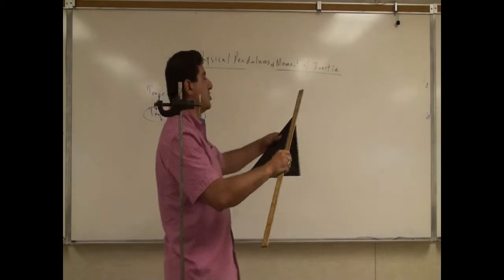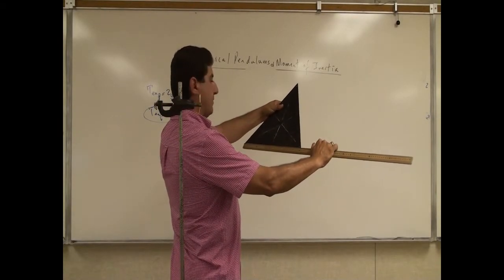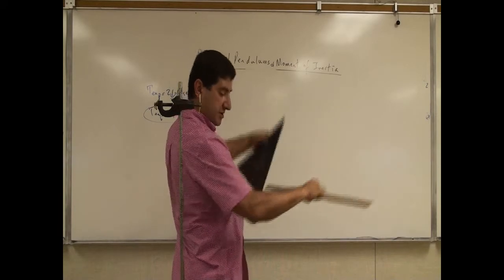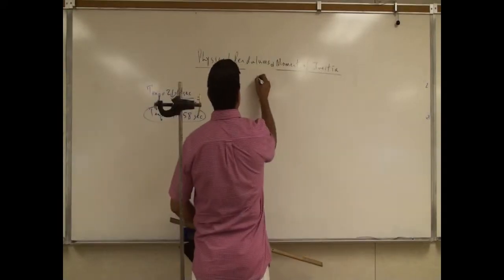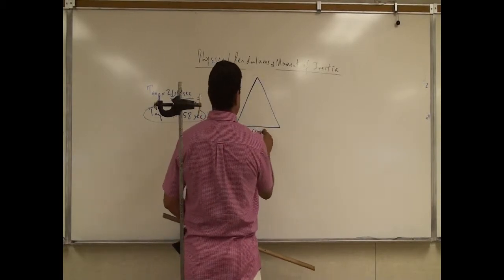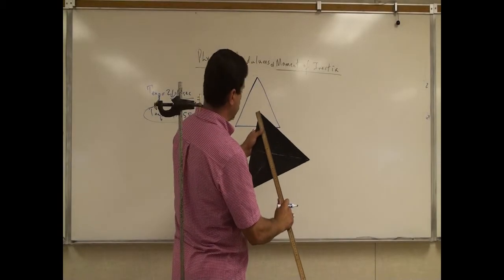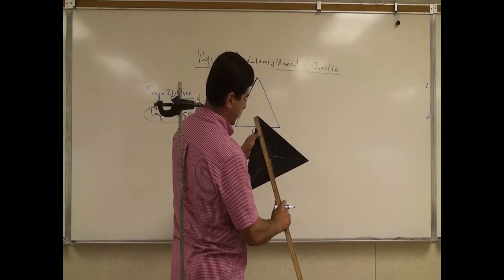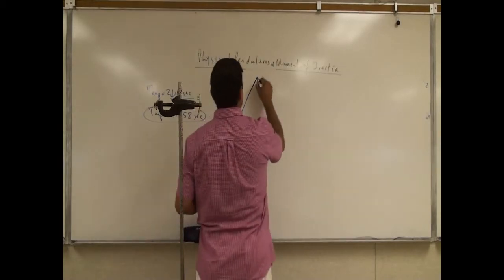Okay, so now let me measure the dimensions of this along the bottom base. The base is about 40 centimeters, right? So I have here 40 centimeters like this. Okay, and then the height of it from the top to the bottom, that's going to be 34 centimeters. Okay, 34 centimeters from here to here.